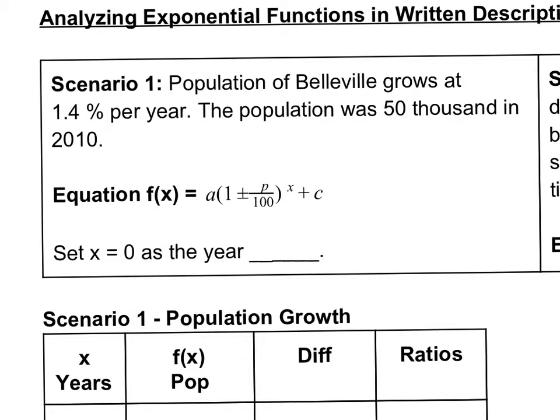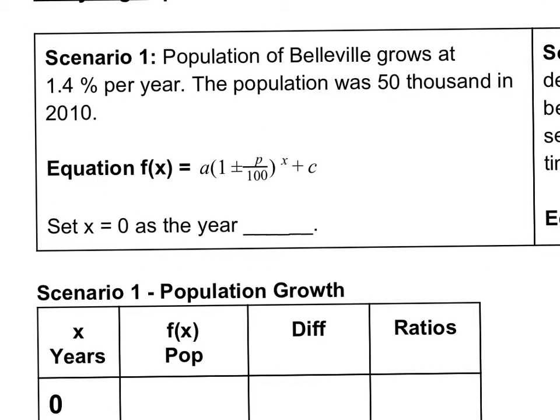So here's a scenario where we have a population of Belleville growing at 1.4% per year, with a population of 50,000 in 2010. Here's the general form of our equation: A times (1 plus or minus p, where p is the percent over 100) to the exponent of x, plus c. C would be a horizontal asymptote.